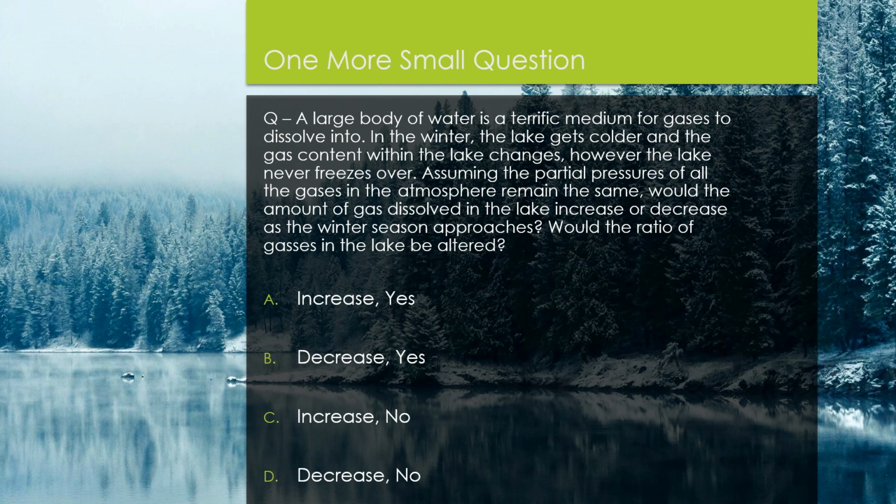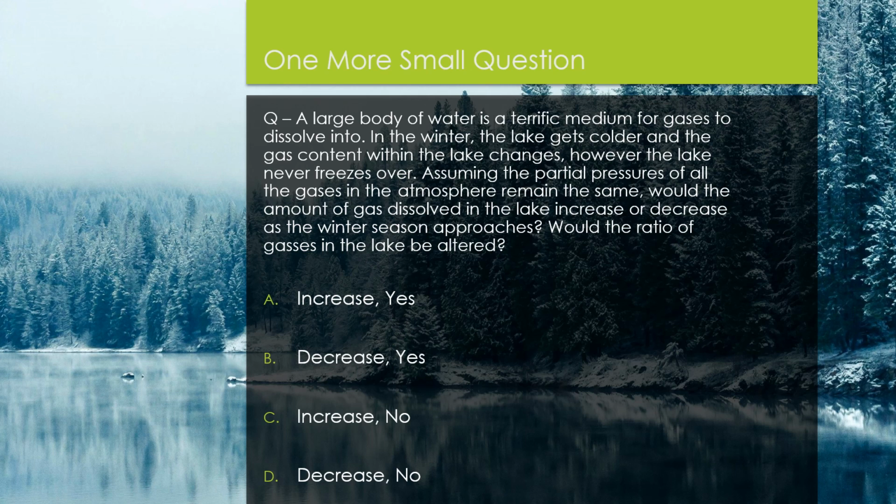Here we have one more quick question, just breezing over some of the theory we have practiced previously. A large body of water is a terrific medium for gases to dissolve into. In the winter, the lake gets colder and the gas content within the lake changes. However, the lake never freezes over. Assuming the partial pressure of all the gases in the atmosphere remain the same, would the amount of gas dissolved in the lake increase or decrease as the winter season approaches, and would the ratio of gases in the lake be altered? Pause the video for a second and try this for yourself.